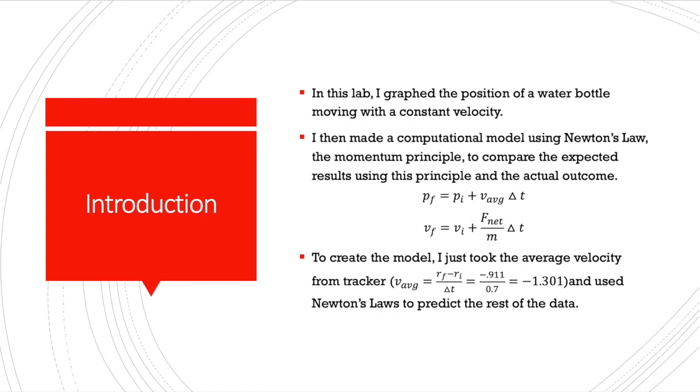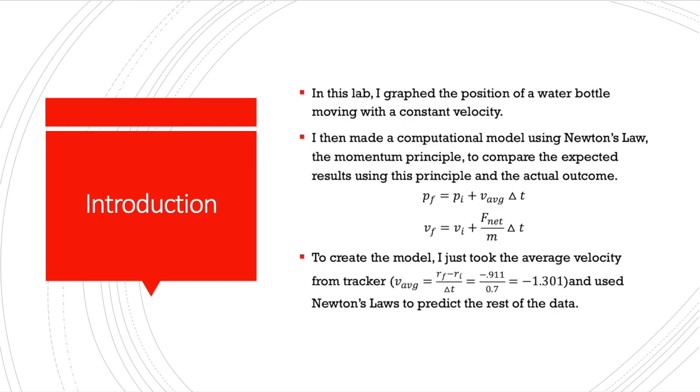I also made a computational model using GlowScript and Newton's law, the momentum principle, and I compared the expected results to the actual outcome. To create this predicted model, I used the position update formula and the velocity update formula, which you can see here. To use these formulas, I had to calculate the average velocity, and in order to do that, I had to know that the forces were constant. So the average velocity was equal to the final velocity, and I could plug that into the position formula. To find this average velocity, I just used the change in position over the change in time, which comes out to negative 1.301 meters per second.